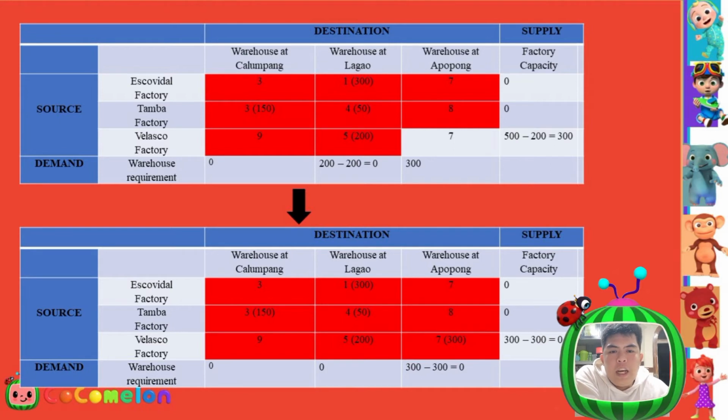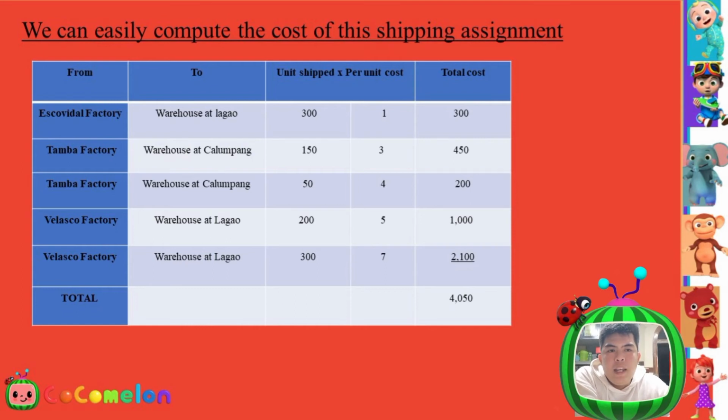So ganun pa din, patuloy lang, hanapin lang natin yung pinakamababang route, yung pinakamababang unit shipping cost para dun i-apply yung allocation na supply and demand hanggang umabot tayo ng zero or mahanap natin yung pinakalast na box or route na mag-equal to zero. Then dito sa example, yung pinakalast na route is yung 7 yung unit shipping cost, itong from Velasco factory to warehouse at Apopong. So after natin makuha lahat, then i-apply ulit natin siya dun sa table na ginawa natin, yung shipping assignment. So from, to, then unit ship times per cost, then total cost.